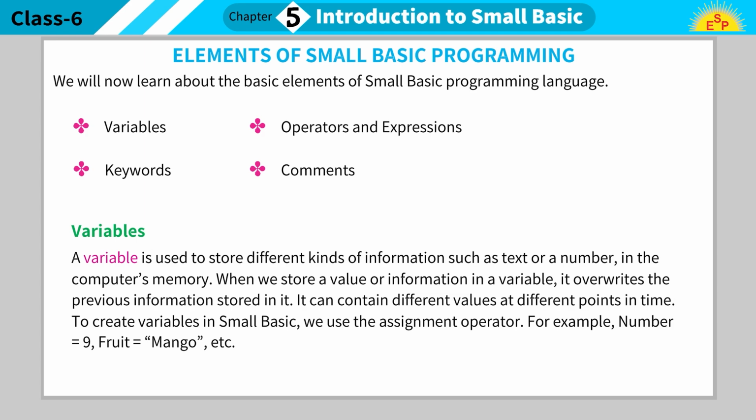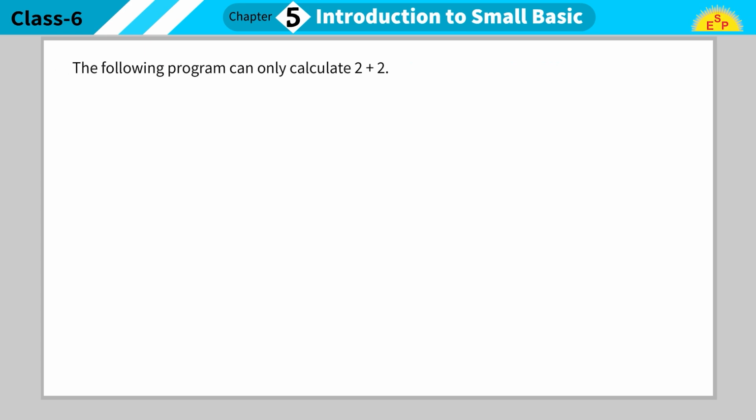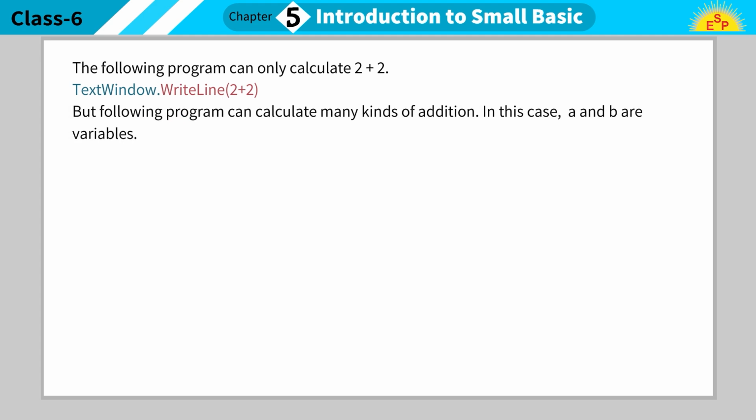To create variables in Small Basic, we use the assignment operator. For example, number = 9, fruit = mango, etc. The following program can only calculate 2 + 2. TextWindow.WriteLine(2 + 2). But the following program can calculate many kinds of addition.